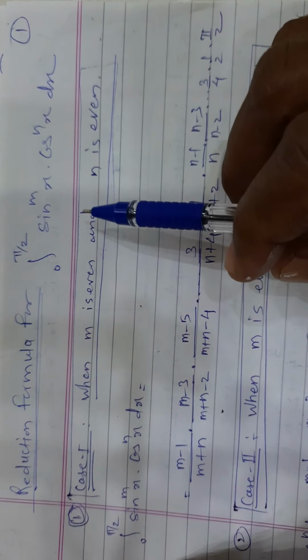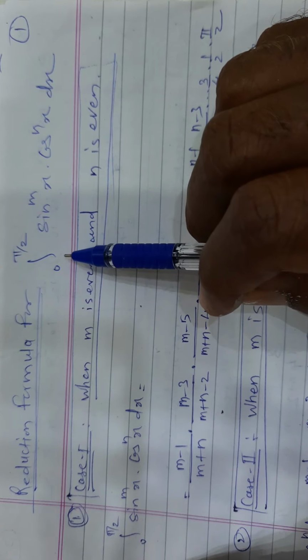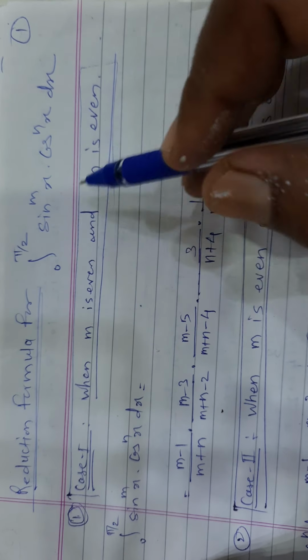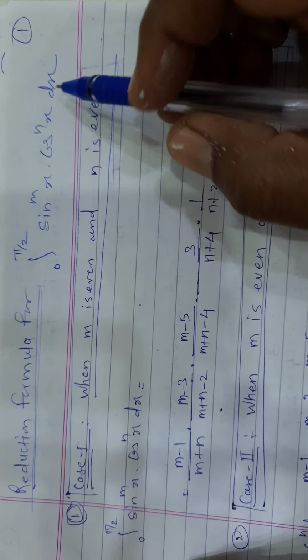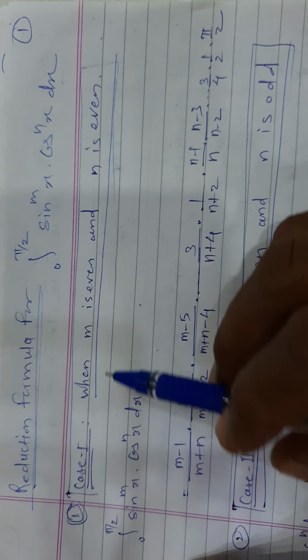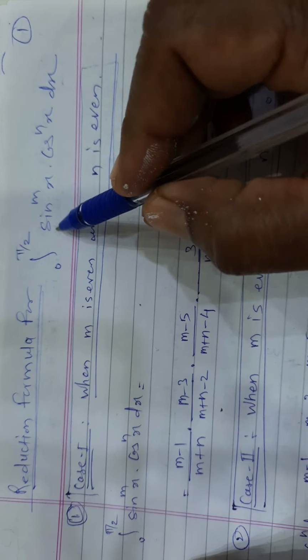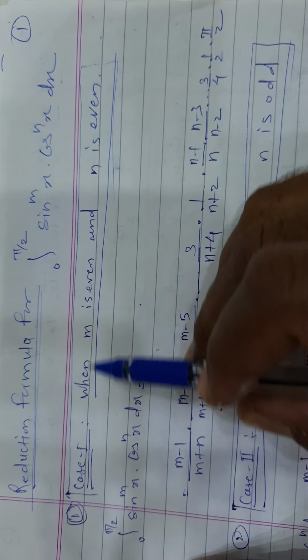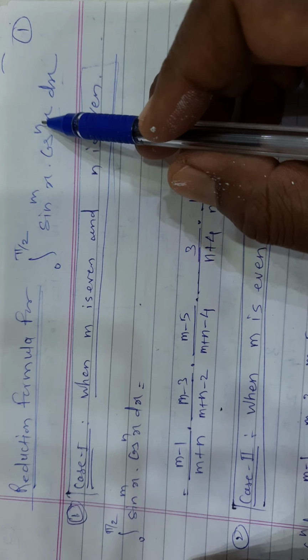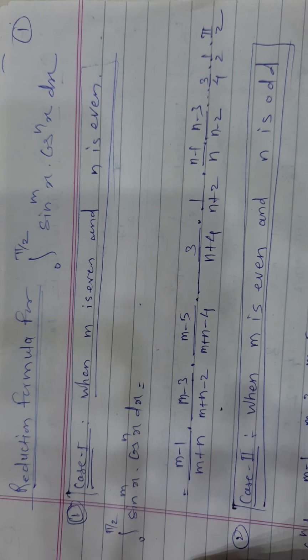Reduction formula for integration from 0 to pi by 2 of sin raised to m x into cos raised to n x with respect to x. Here m and n are the powers. When m is even and n is even, both even, what will the formula be?